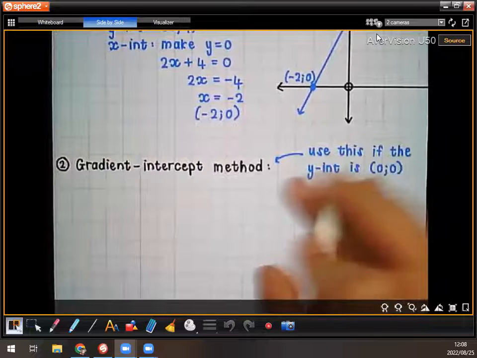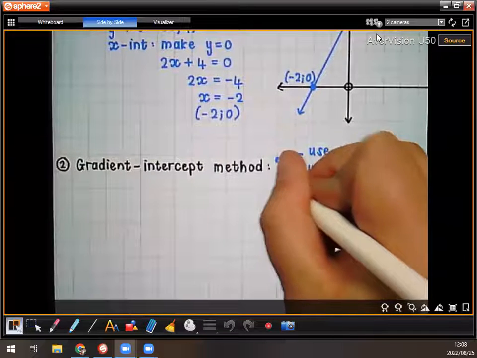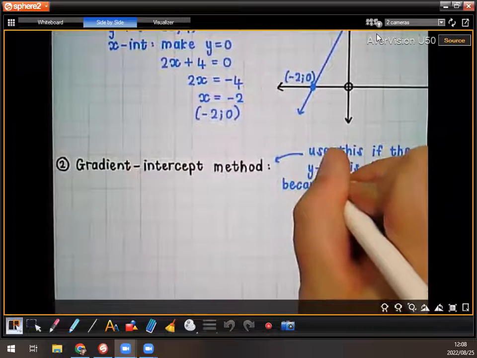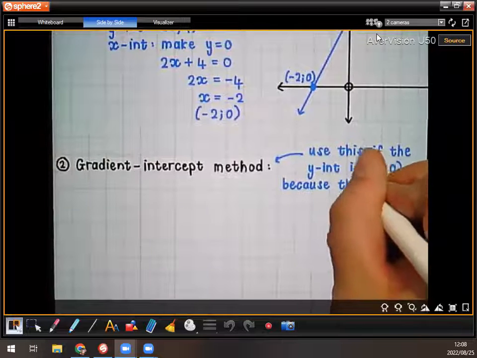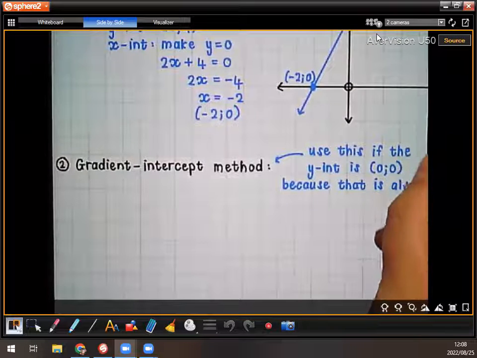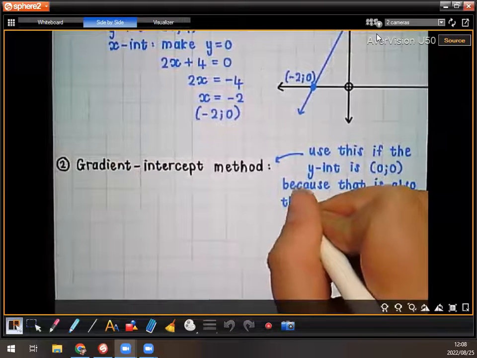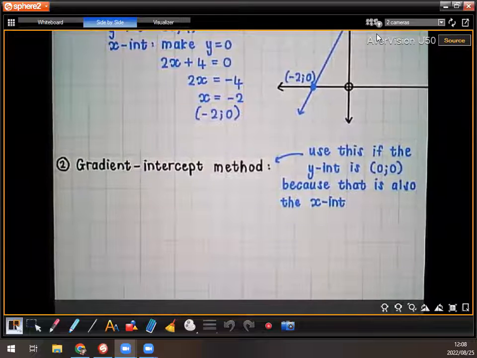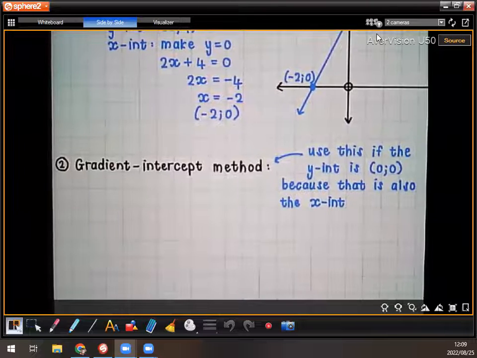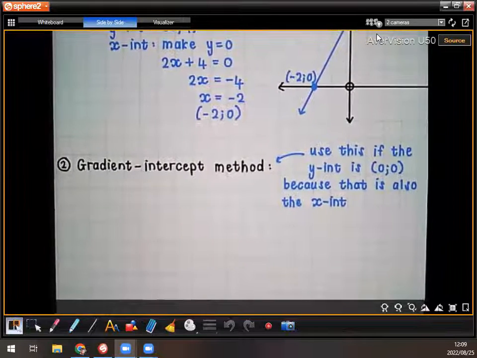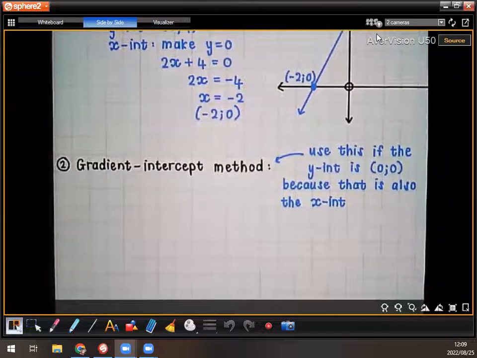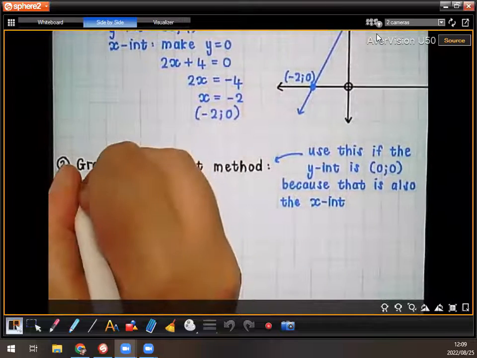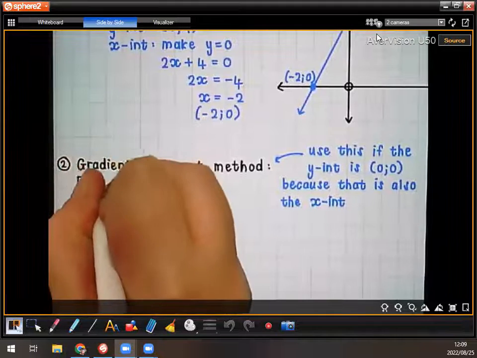All right, so I'm just going to add that. Use this if the y-intercept is 0, 0, because that is also the x-intercept. So we do need 2 points, right? Okay, so I'm going to write the steps down quickly and then we're going to practice it. So the first step is going to be exactly the same as in the previous example. You're going to find the y-intercept, which is going to be your c value.